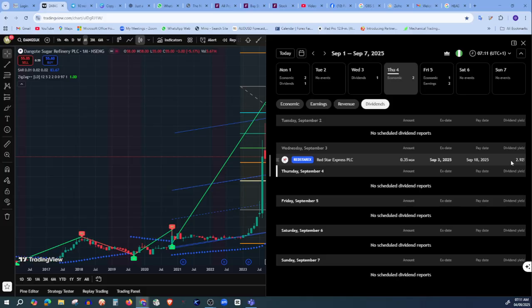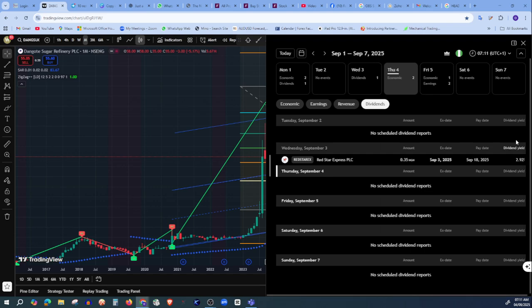Let's say the price is 100 naira. So if the dividend yield is like 2.92, it means that they are going to pay you 2 naira 92 kobo. That's the percentage of the price that they are paying as dividend. That's the dividend yield. It's also very, very important. This is what institutional investors or people that like to stay in a stock for a longer period, these are the metrics that they will consider.